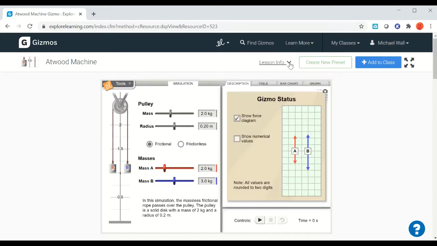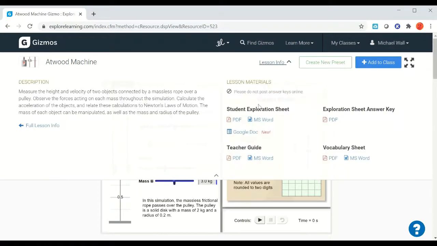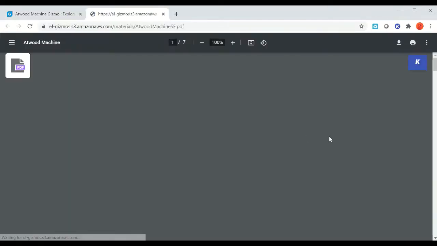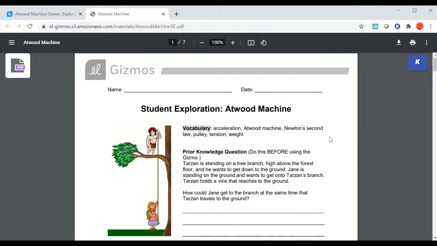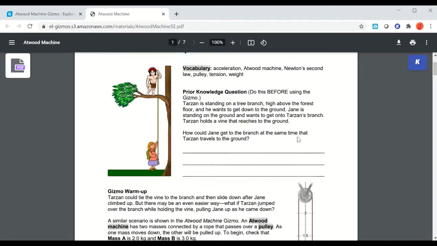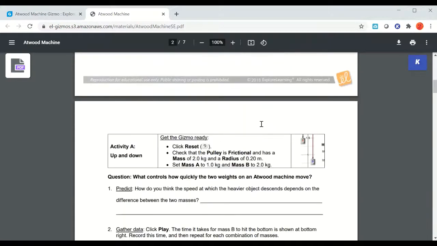As always, under the lesson info, you can get a student exploration sheet, PDF, Word, a Google Doc likely has already been assigned, but you can click on any of these. And remember, this is the document that tells you how to use the Gizmo. It's also the place that you record your answers and any of the data.